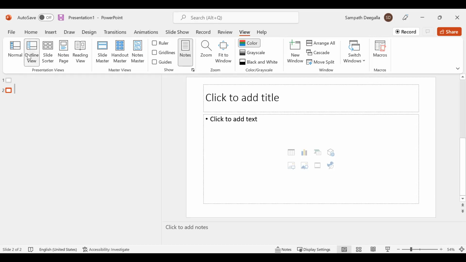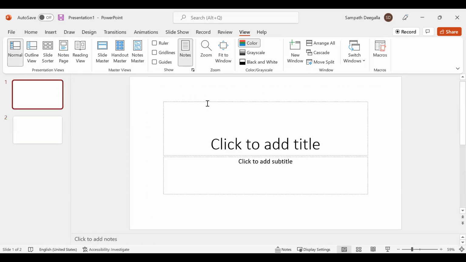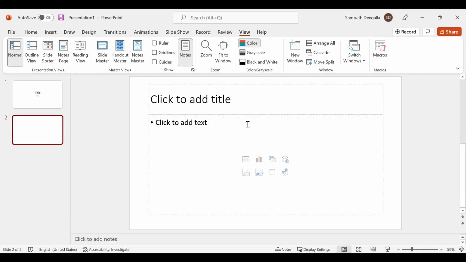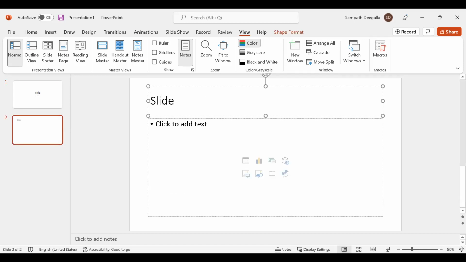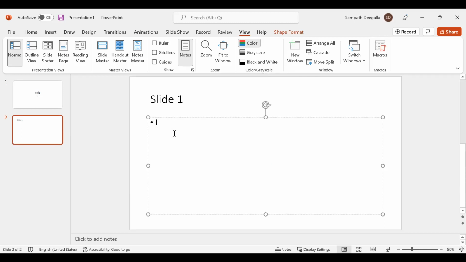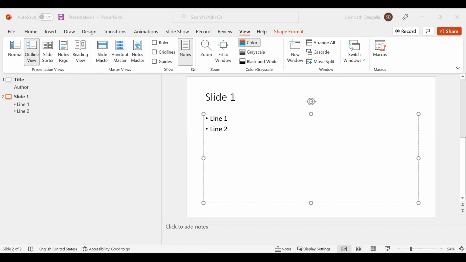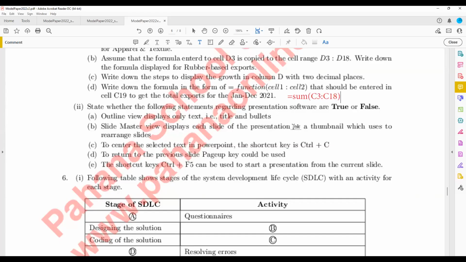usually comes in the bulleted format. Right now I don't have any content. Let's say title, and then author. Let's say slide number 1, line 1, line 2, and so on. If you have it like this and select outline view, you will get the title and the bulleted list. So the first one is true.